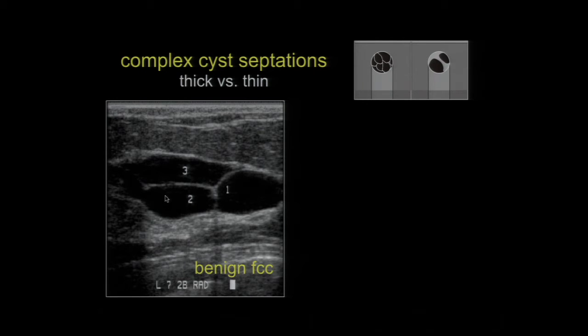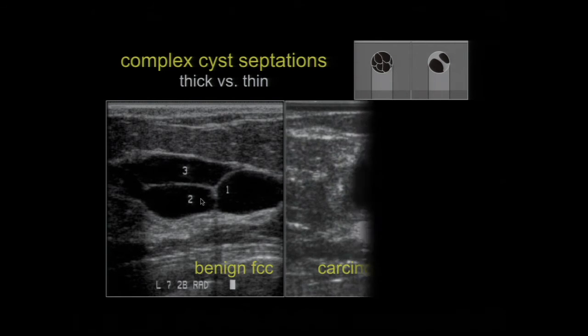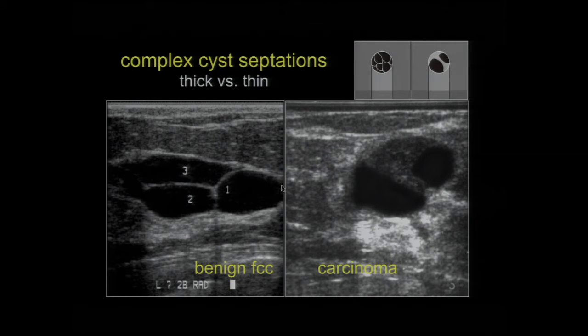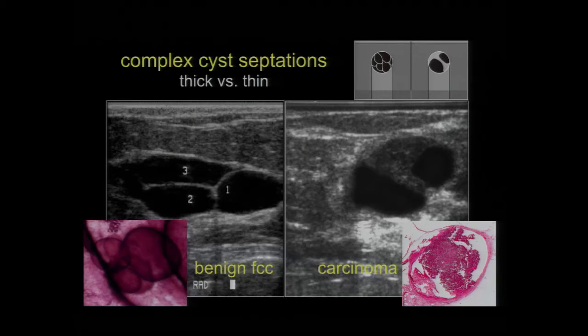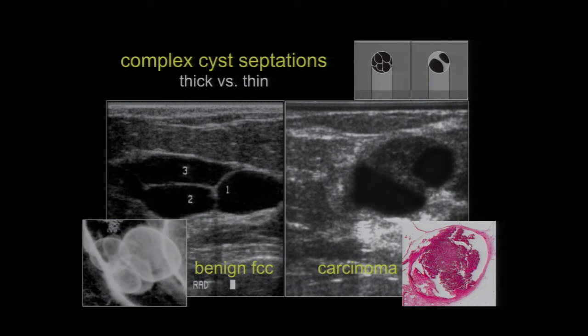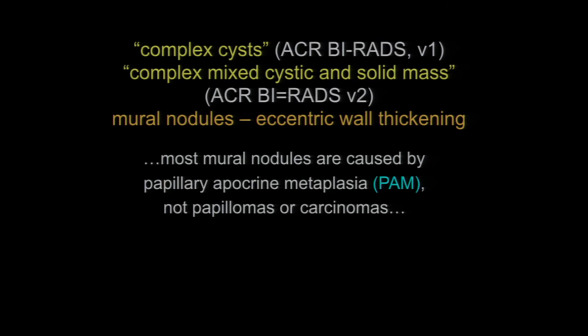What is this? This is a single TDLU with 3 cystically dilated acini that remain. This, on the other hand, is a thick septation, and that's suspicious. That could just be apocrine metaplasia, but it could be DCIS or invasive cancer. So thin septations that are hyperechoic, not suspicious. Thick septations are suspicious.